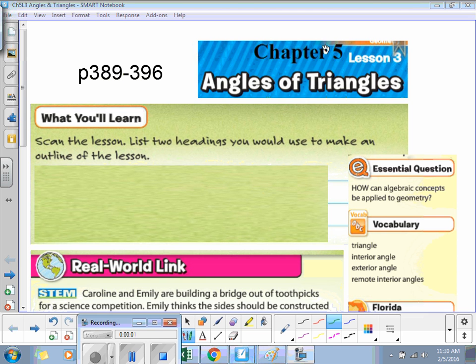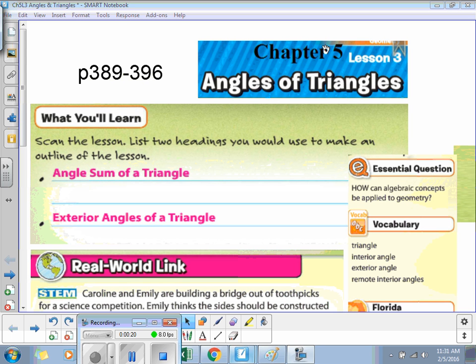Today's lesson is Chapter 5, Lesson 3, and it is Angles of Triangles. First things first, I would like for you to scan the lesson, and I want you to list two headings you would use to make an outline of the lesson.